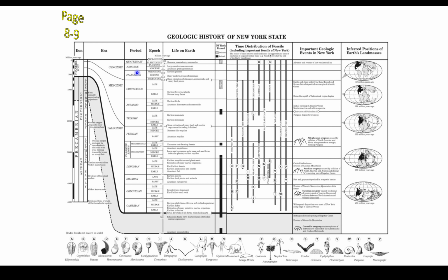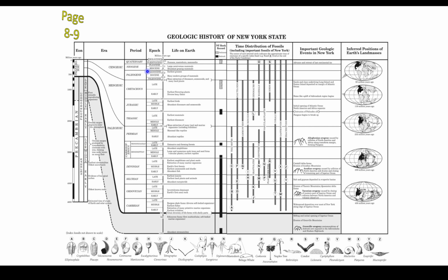Number 12, geologic epoch between Eocene and Pliocene. Eocene is right here, part of the Paleogene period, and Pliocene is right here. So we have two. We have the Oligocene and the Miocene. Okay, we have these two epochs in between the two.